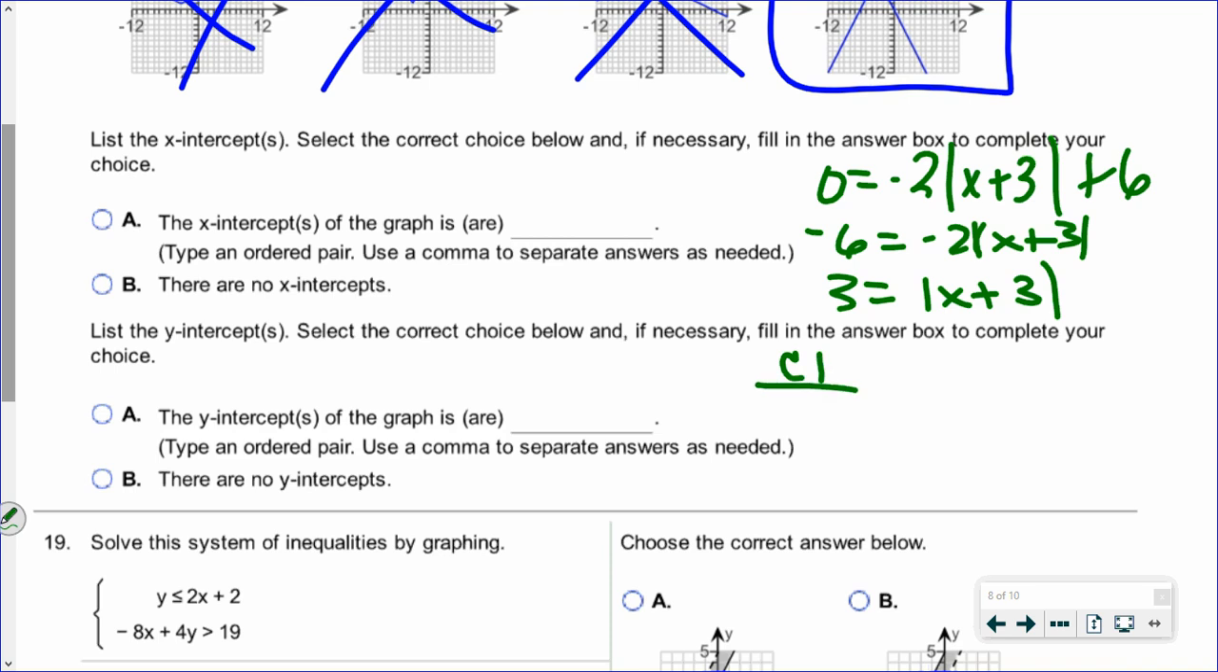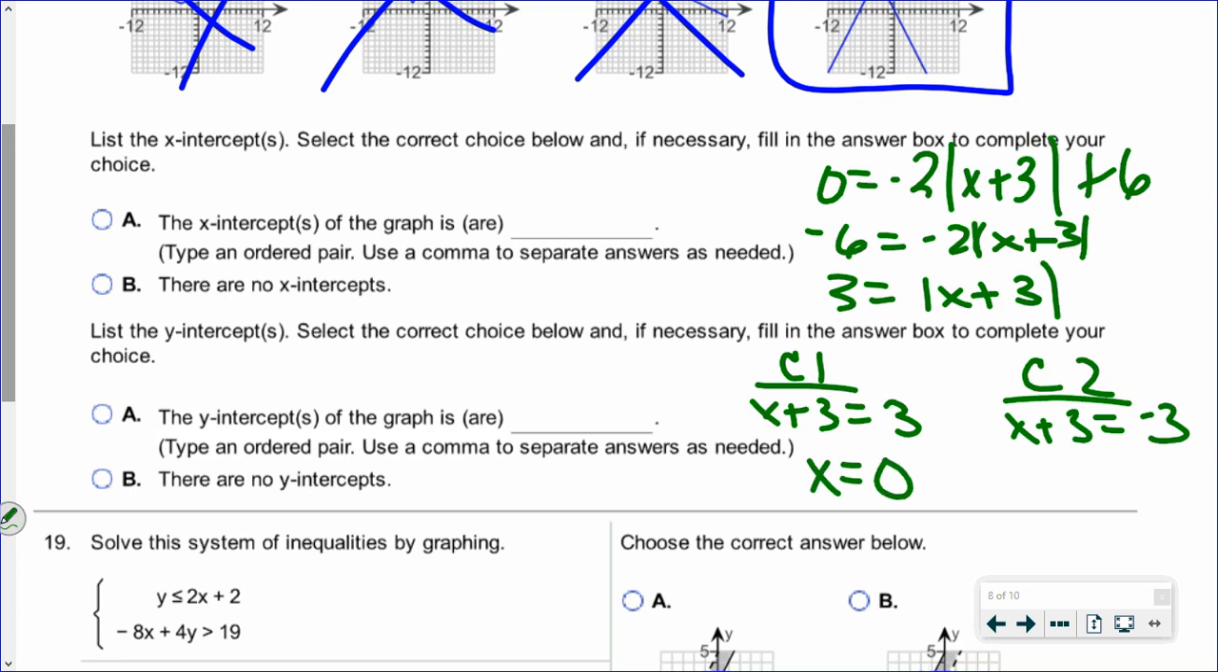Case 1, x plus 3 is equal to 3. Case 2, x plus 3 is equal to negative 3. So x is equal to 0, and x is equal to negative 6. Those are your x-intercepts. Be careful, because it says type an ordered pair, so that's 0, 0, and put a comma, negative 6, 0. Many of you did not follow the instructions, and you did not put a comma between your 2 x-intercepts, and you got it wrong.